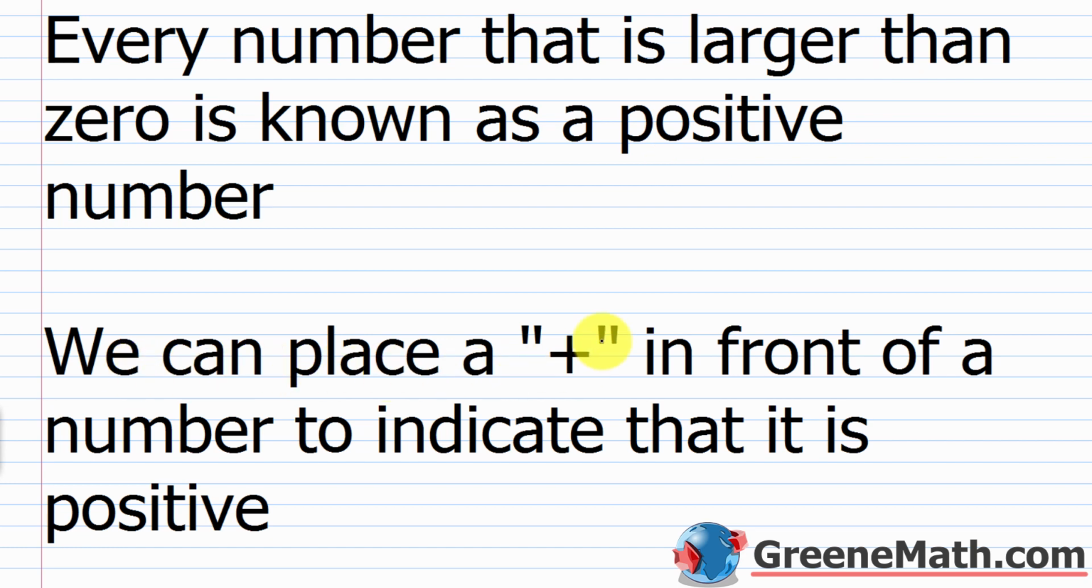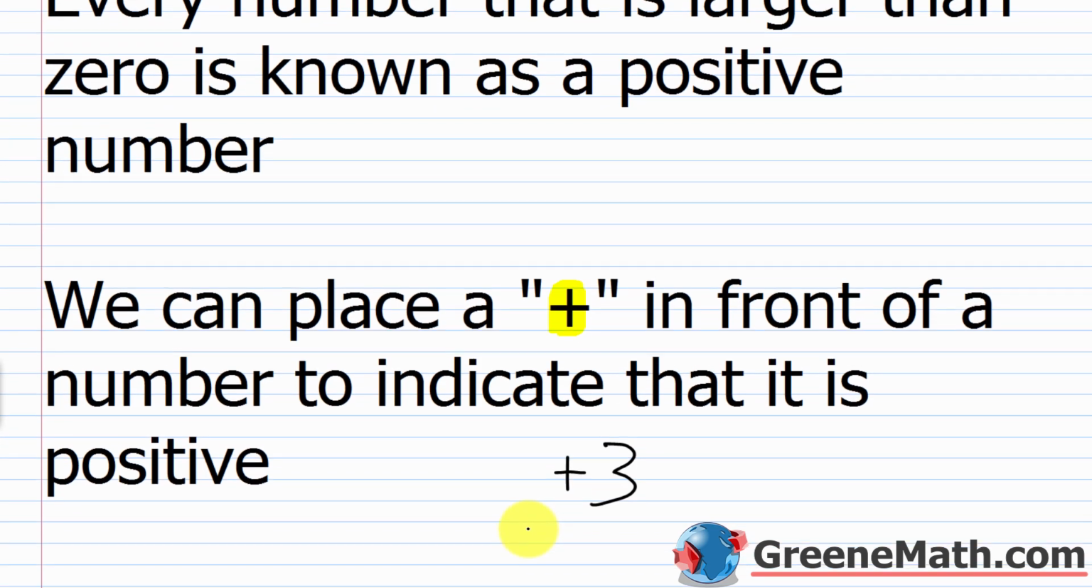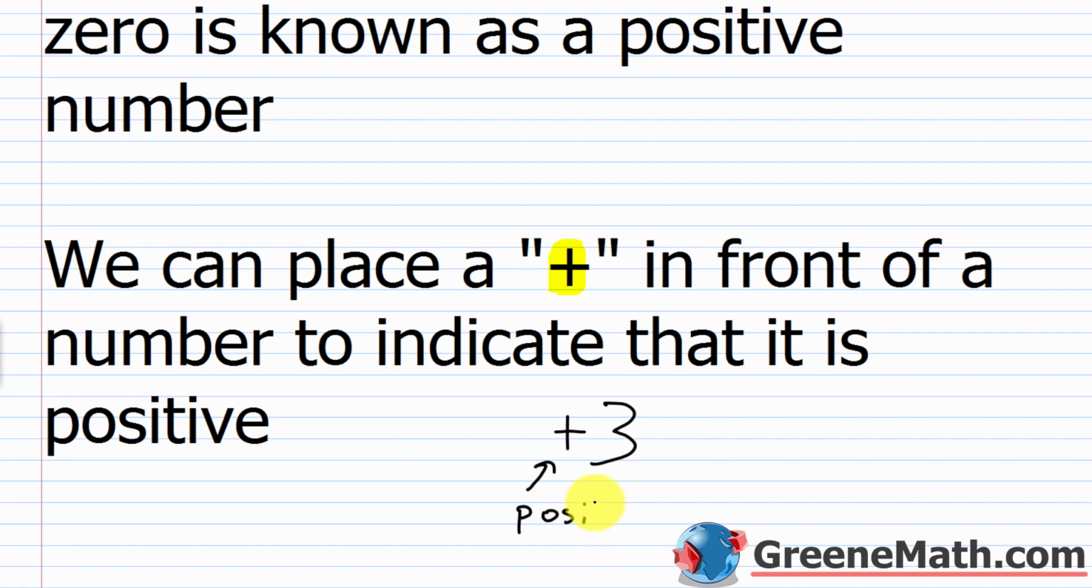We can place a plus symbol, or you might know it as the addition operator, in front of a number to indicate that it is positive. We don't typically do this because numbers are by default positive when we work with them, right? That's what we're used to working with. So typically you will not put a plus sign in front of it. So for example, if you have the number 3, you would just write it like that. You know that it's positive. But if you wanted to, you could put the plus symbol in front of it to indicate, hey, this is a positive number, positive 3.